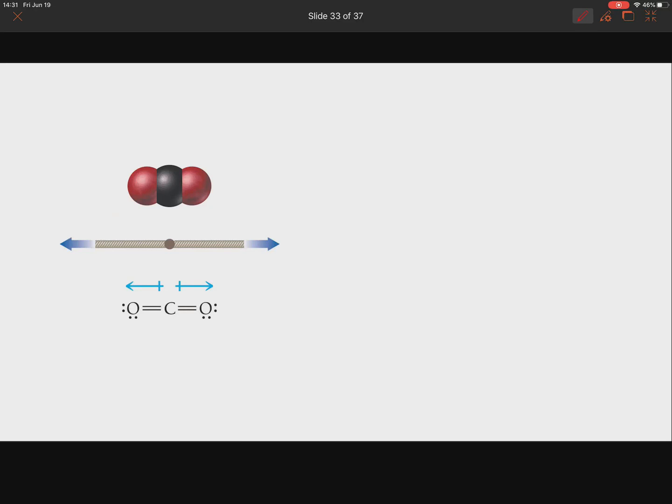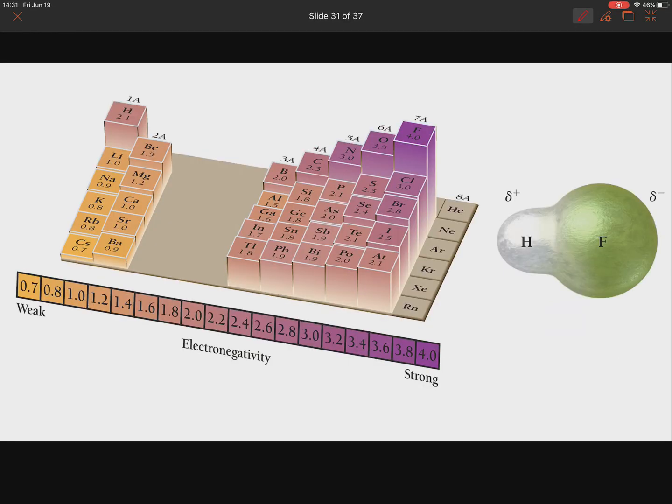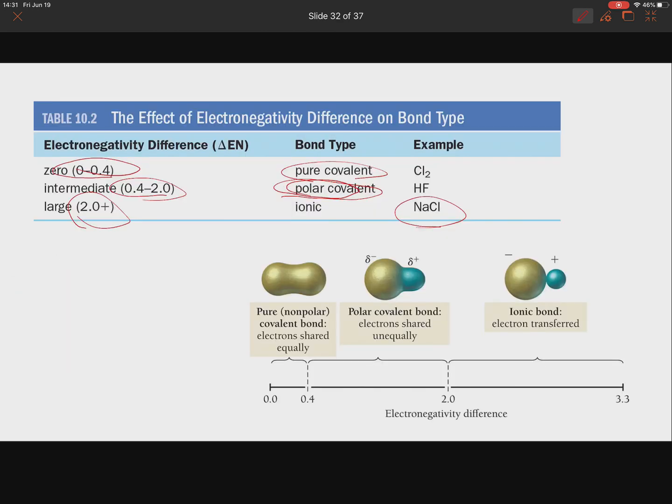So does the presence of a polar bond always mean that your molecule's polar? The answer is no. A polar molecule is one that has polar bonds that don't cancel out, forming a net dipole moment. So in this example, there are 2 polar bonds. You can go back and look at the electronegativity. Oxygen is 3.5, carbon is 2.5, so that's a delta EN of 1. That's well within the range of polar, so that's a polar bond.